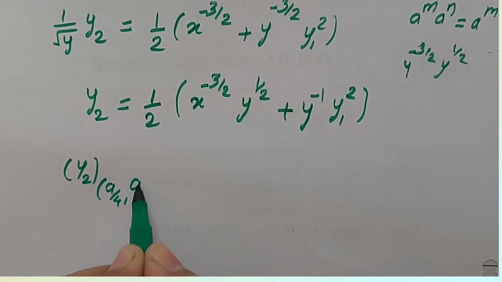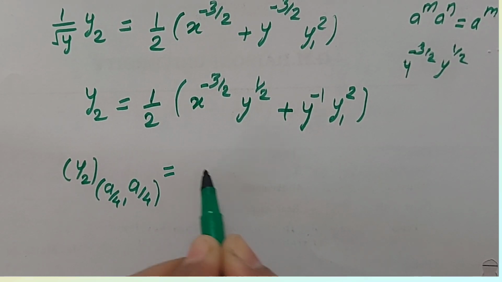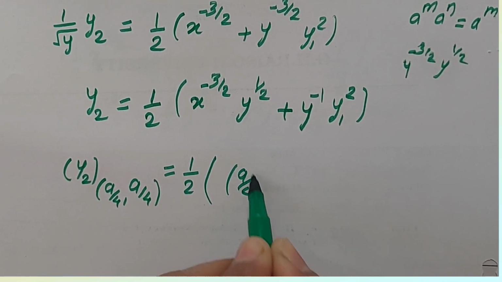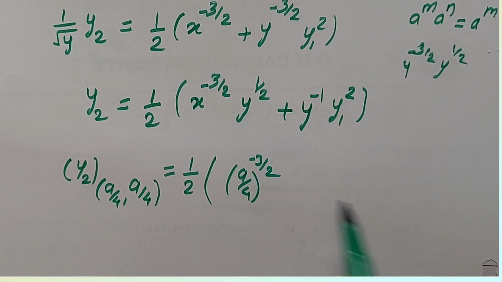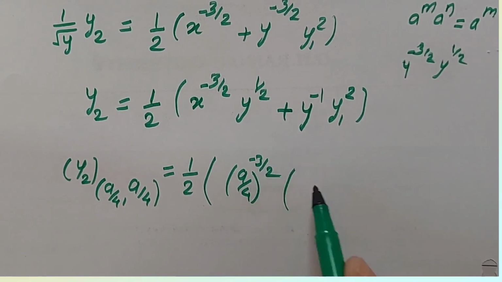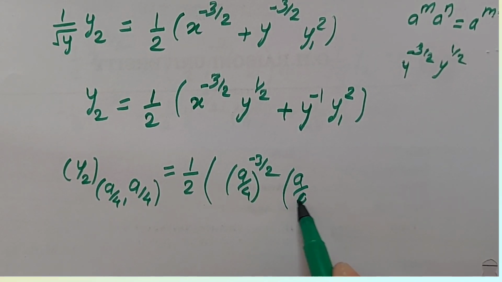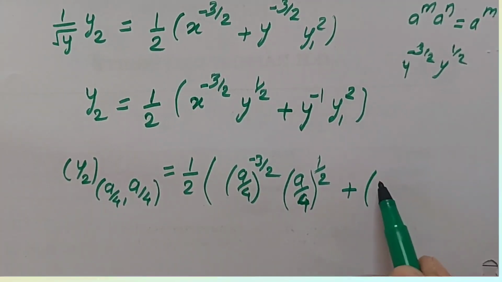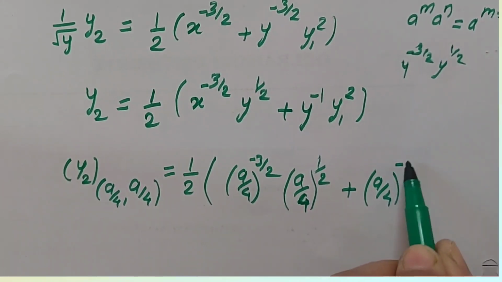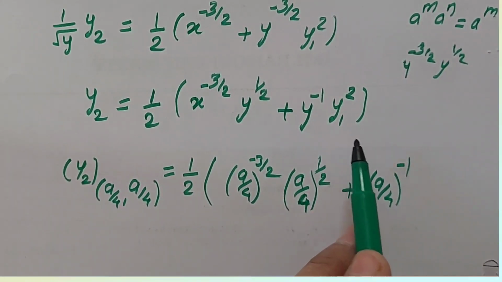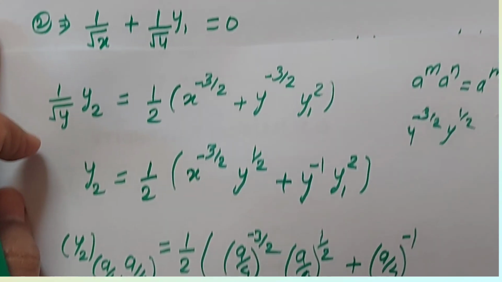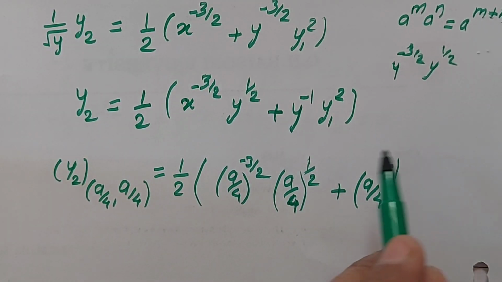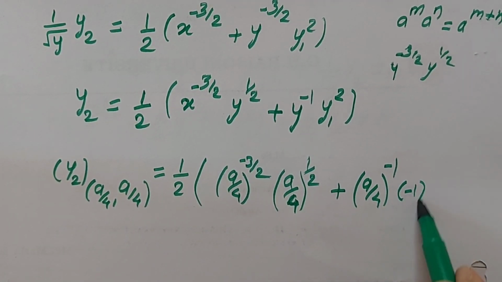at a by 4 comma a by 4 is equals to 1 by 2 in bracket. Here instead of x put a by 4 raised to the power minus 3 by 2 into y is again a by 4 raised to the power 1 by 2, then plus a by 4 raised to the power minus 1, and here y1 square, but y1 at a by 4 is minus 1, so it is minus 1 square.